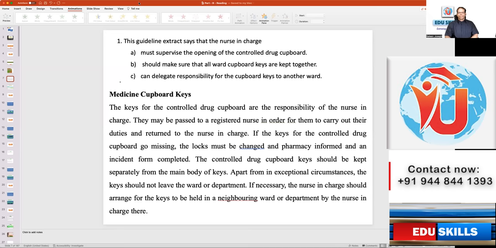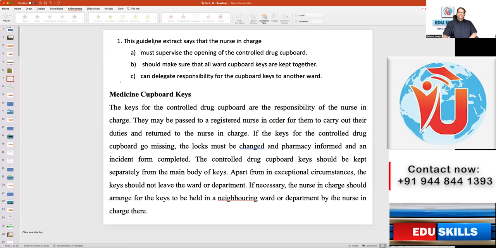Paragraph, medicine cupboard keys. The keys for the control drug cupboard are the responsibility of the nurse in charge. They may be passed to a registered nurse in order for them to carry out their duties and return to the nurse in charge. If the keys for the control drug cupboard go missing, the locks must be changed and the pharmacy informed and an incident form completed. The control drug cupboard keys should be kept separately. Apart from in exceptional circumstances, the key should not leave the ward or department. If necessary, the nurse in charge should arrange for the keys to be held in a neighboring ward or department by the nurse in charge there.